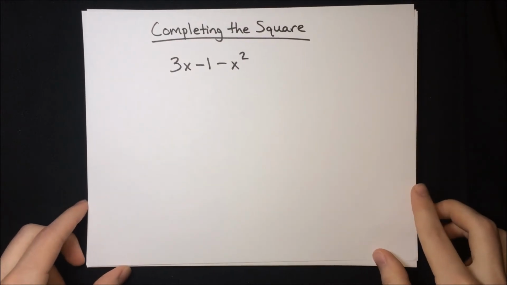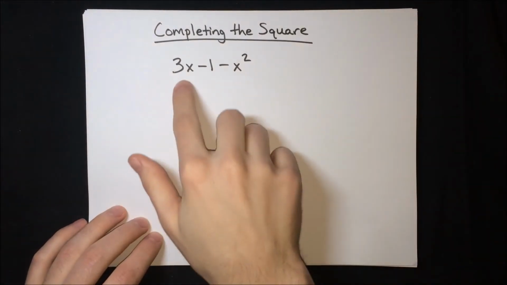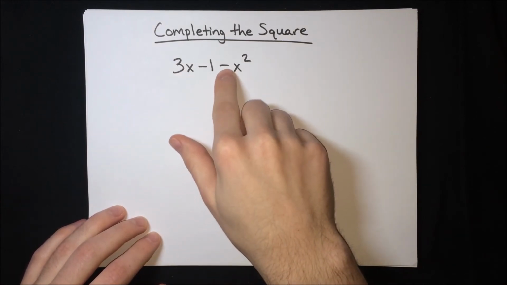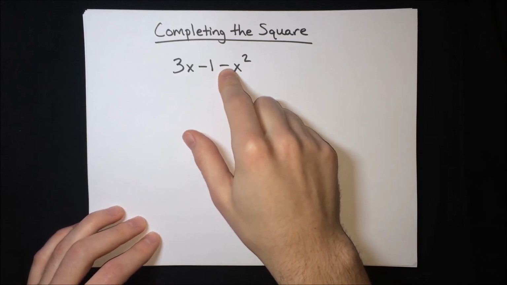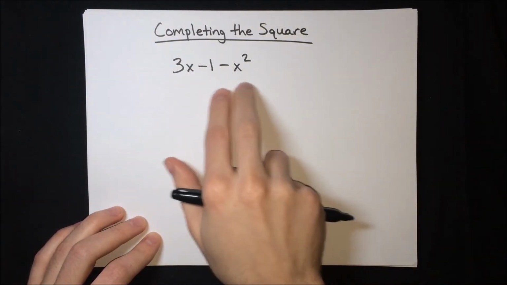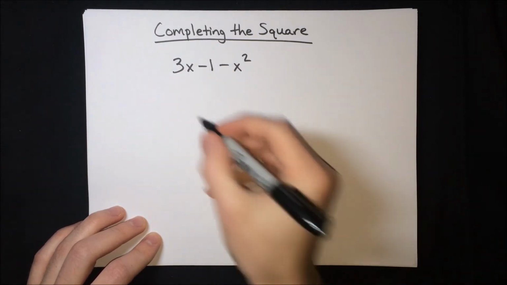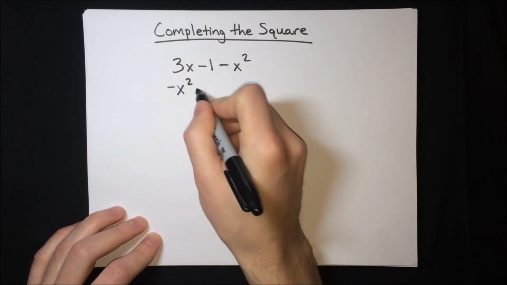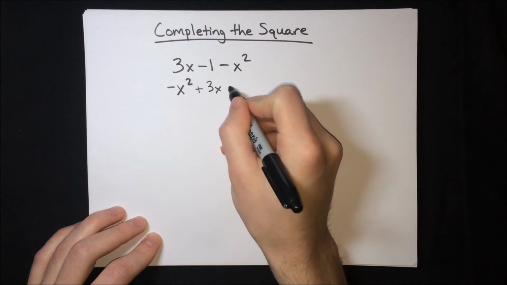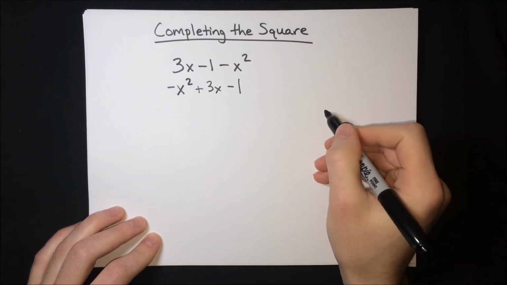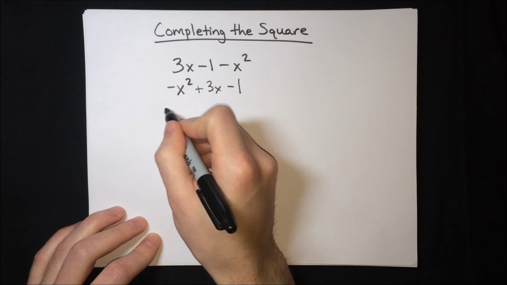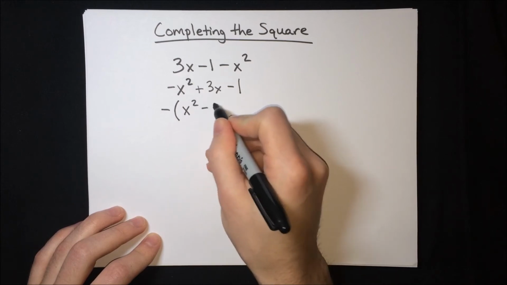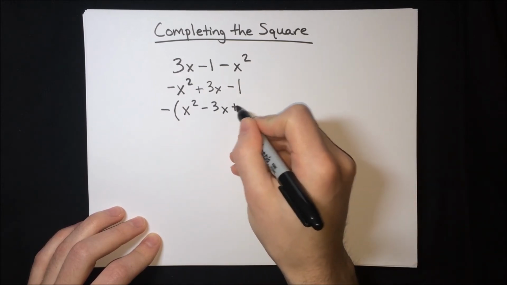This last example is the most difficult one because we've got everything kind of disorganized. We don't have the terms in order. Our x squared isn't first, and also we've got a negative on the x squared. So how do we deal with this? Well, the first step is just to rearrange to get the terms in order. We want the x squared first, so let's put negative x squared, then plus 3x, then minus 1. And now we can deal with the negative on the x squared. We just need to factor out a negative from the entire expression. So negative x squared minus 3x and plus 1.